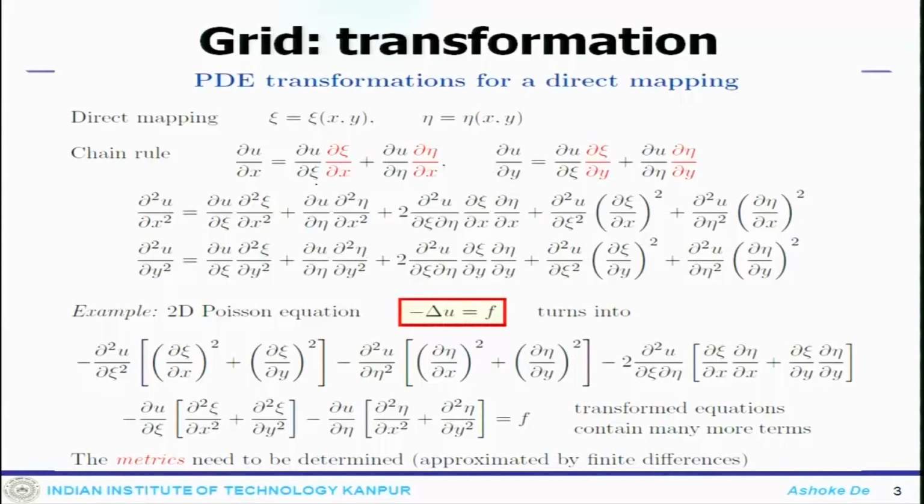So, how do you do that? How do you do the direct mapping? You have x and y, and from there you have mapped to xi and eta. So, xi is a function of x and y, eta is also a function of x and y. So, you use the famous chain rule. If I need to find del u by del x, there will be two components: one is del u by del xi times del xi by del x, and the second component is del u by del eta times del eta by del x.